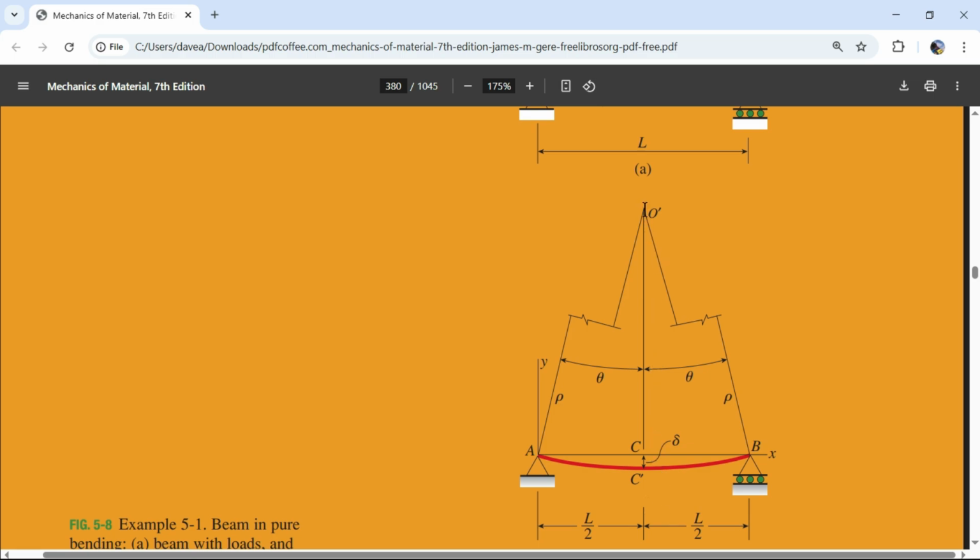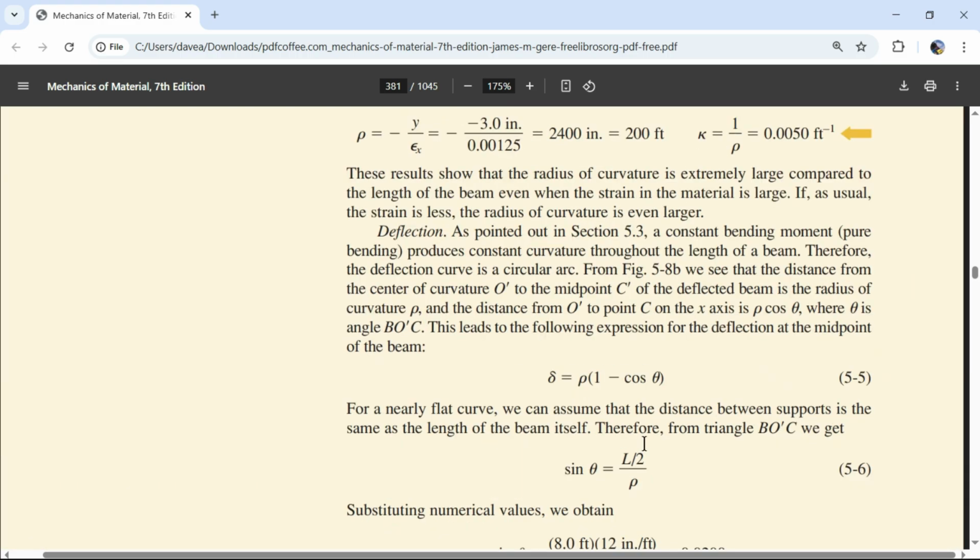Because from trigonometry, this is what I do. Let's go the whole distance, and this is going to be rho. Now I'm at the middle of the beam. Now I'm going to subtract 3 inches. Now I'm at the top of the beam. And now I'm going to subtract this distance, which is rho cosine theta. And cool, now I have delta. So let's see what they did. They said that delta is rho times 1 minus cosine theta. Oh, that's interesting.